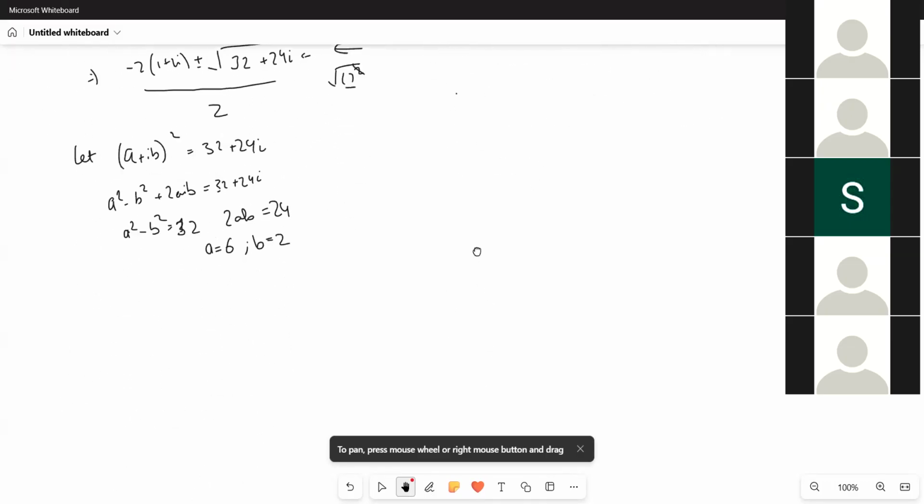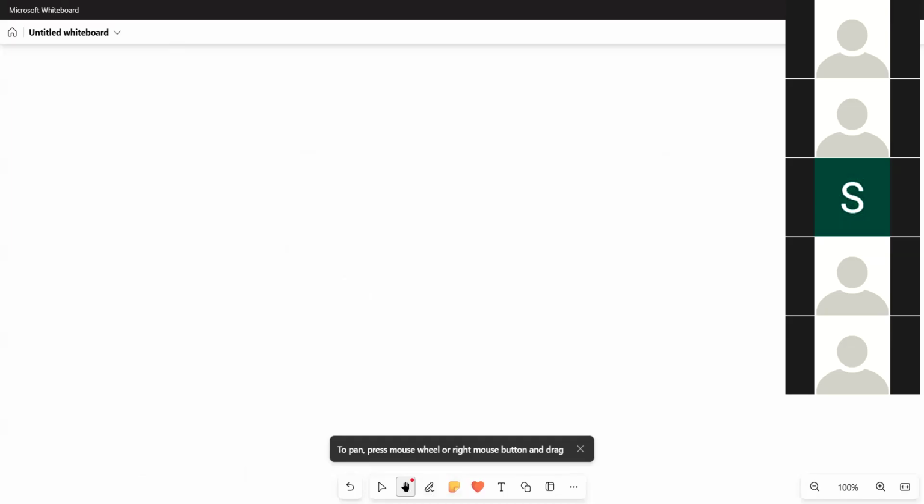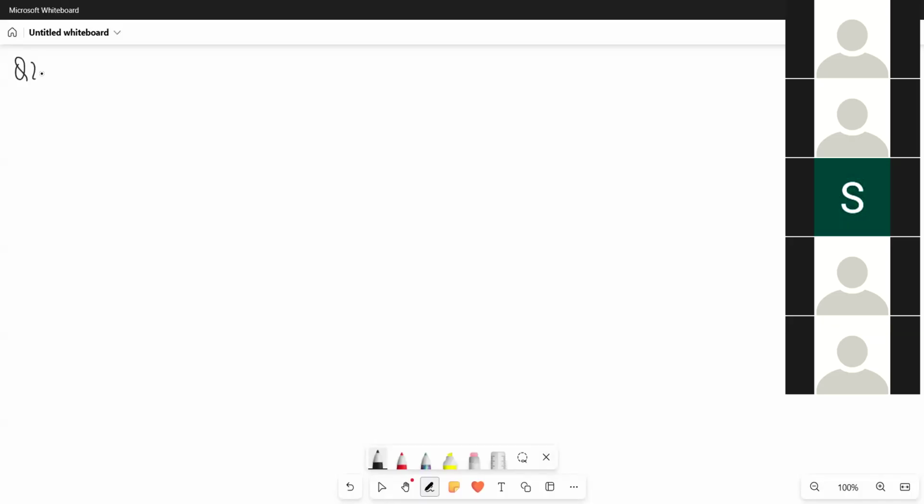Okay. Question number 2. If f(x) is defined as x power 4 minus 4x cube plus 4x square plus 8x minus 44, find the value of f of 3 plus 2i. Find the value of f of 3 plus 2i.